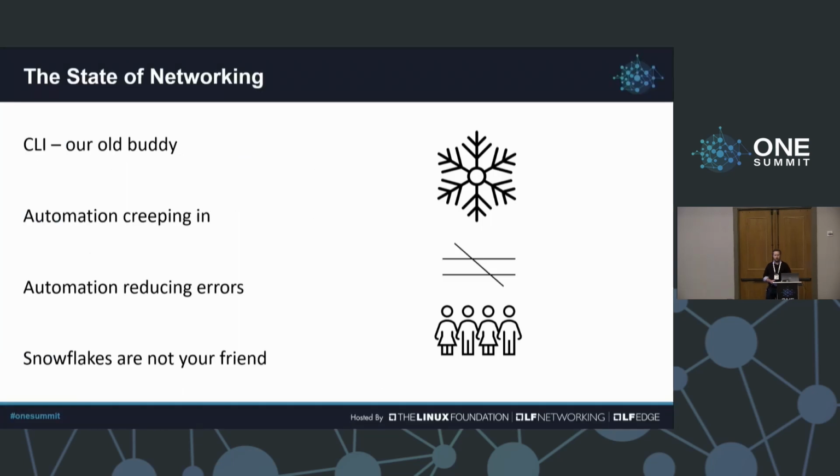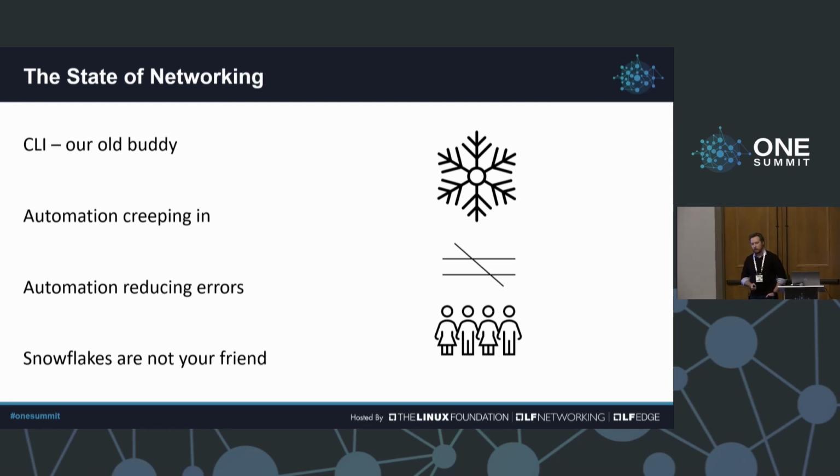So, what is the state of networking currently? We, of course, are all familiar with our old friend, the CLI, how networks have been configured for decades at this point. But automation is starting to creep into most of our networks these days, whether that be via Ansible, actually just running Python scripts, or leveraging Terraform, etc. Many of us are starting to roll out automation in our networks because automation can reduce errors. And many of the networks that we operate today are starting to scale beyond what is really acceptable to configure with just the CLI.